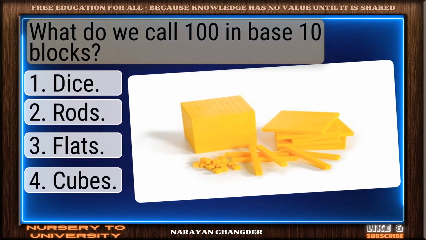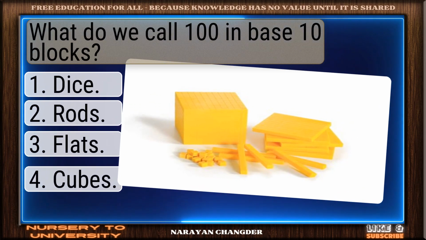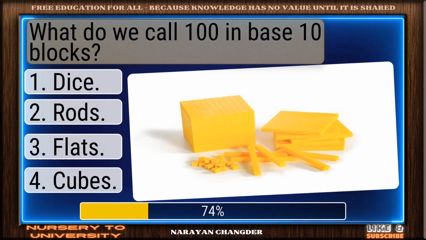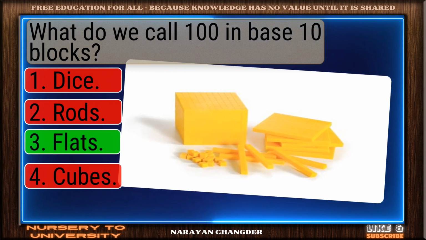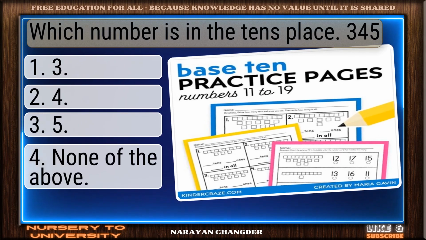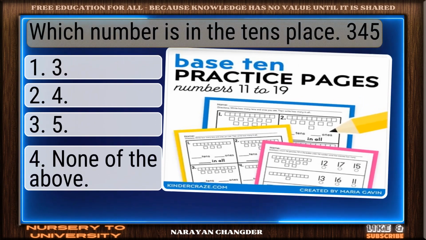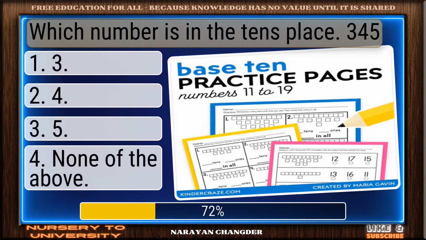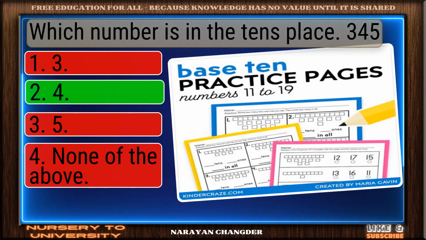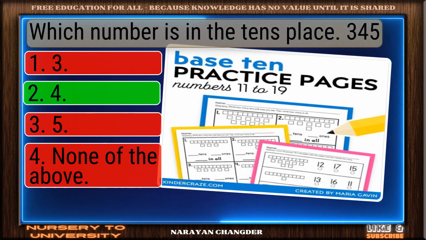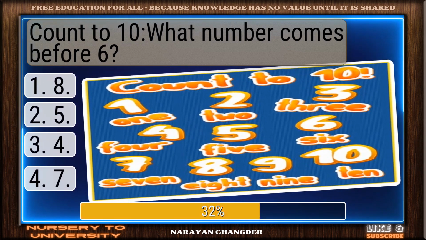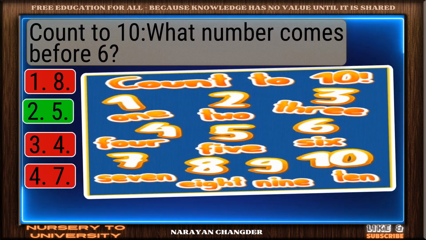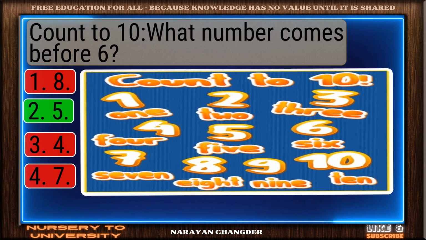What do we call 100 in base 10 blocks? Well done. Flats is the right choice. Which number is in the tens place? 345. Sharp thinking. 4 is the right choice. Count to 10. What number comes before 6? Solid response. 5 is a valid choice.